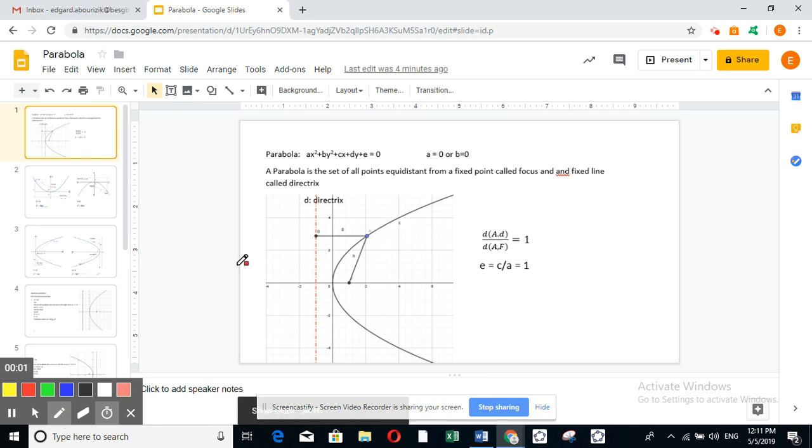Hi student, our study today is about the parabola. Parabola is the last part of the conics, since we took before circle, then ellipse, then hyperbola.